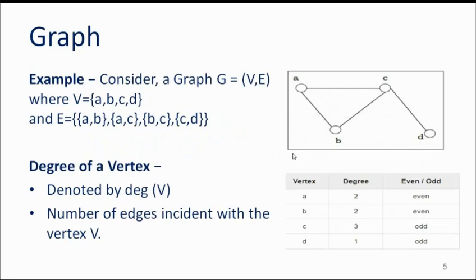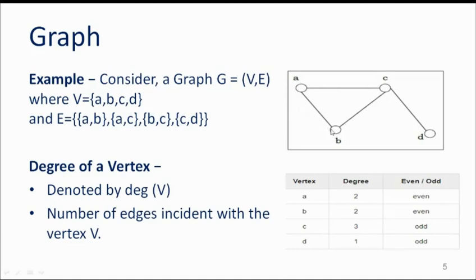For example, consider a graph G = (V, E), where V = {A, B, C, D}, and the edges are (A, B), (A, C), and so on. Now, the degree of a vertex V, denoted deg(V), is the number of edges incident with the vertex V. So there are edges A to C and A to B. Obviously from A, two edges are going out. So the degree of A is 2.